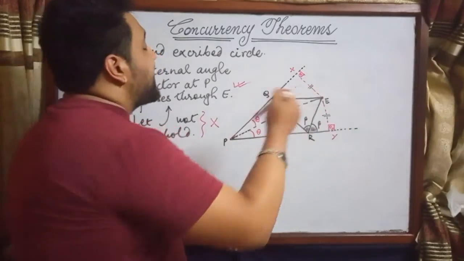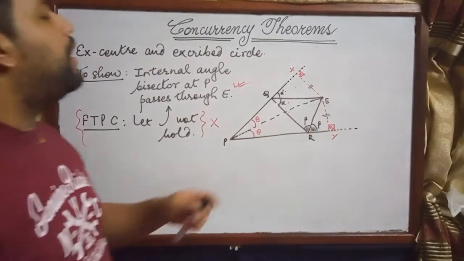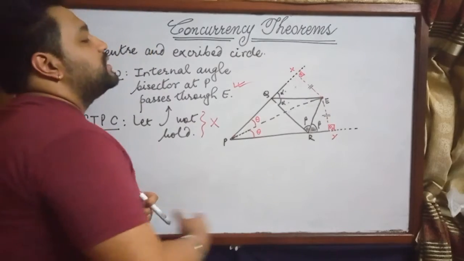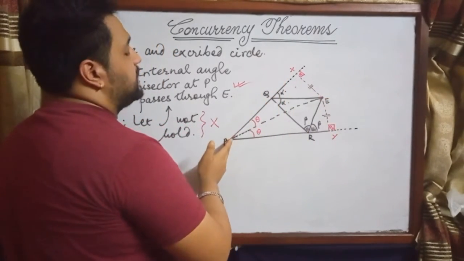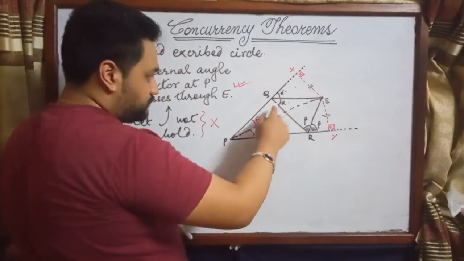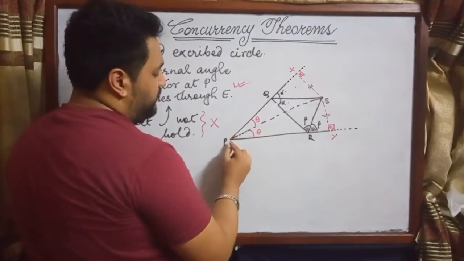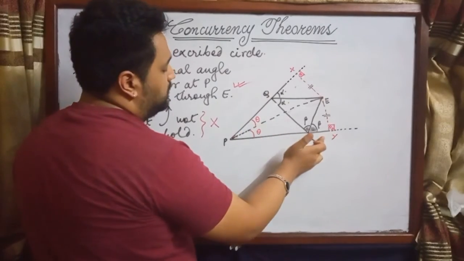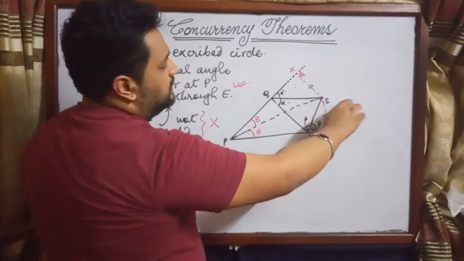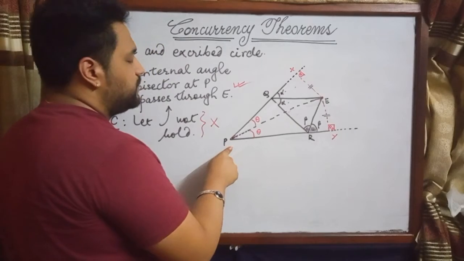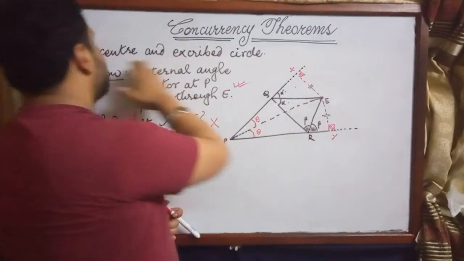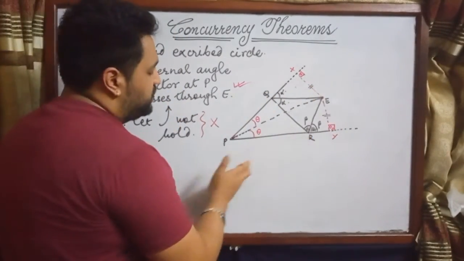Now this point E is called the excenter of the triangle PQR with respect to P, because this excenter has been obtained by extending the line segments which form the triangle PQR and which meet at P. Since we have extended the line segments PQ and PR, which meet at P, we say that the point E is the excenter of triangle PQR with respect to the point P.